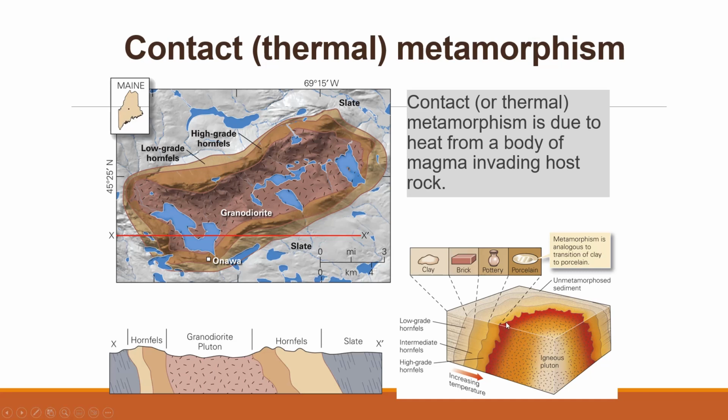Here's an example where we can basically see that if we were looking at this as an analogy with pottery, that porcelain, which is very high temperature firing, would be found closest to the heat source. Then we would move into pottery, then brick, and then clay at the far side. So basically the highest temperature rocks will be closest to the intrusion, and then we will get progressively lower in temperature, which is called grade, lower grade metamorphism as we move further away.